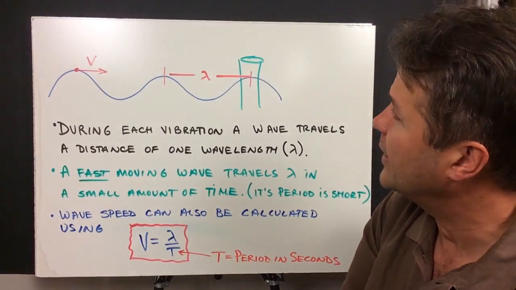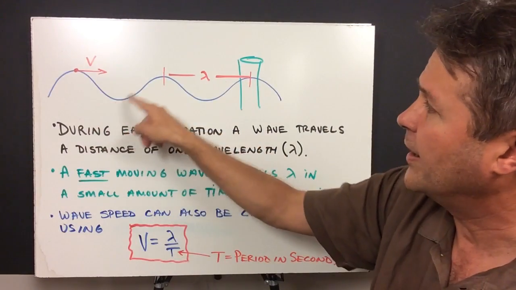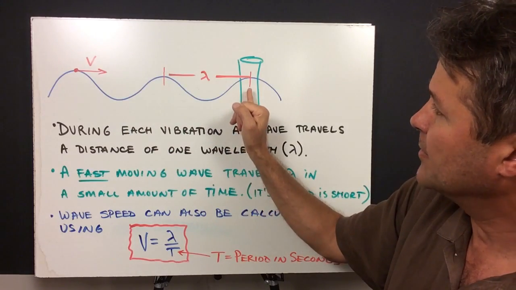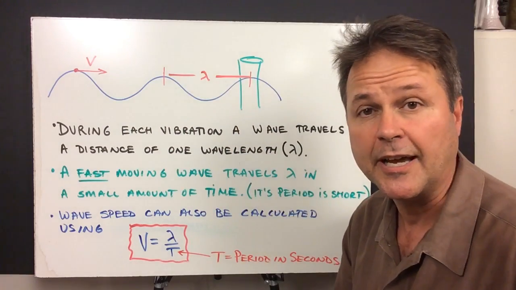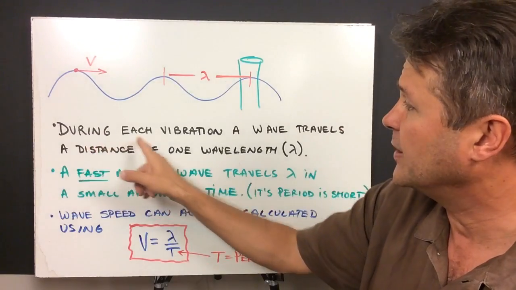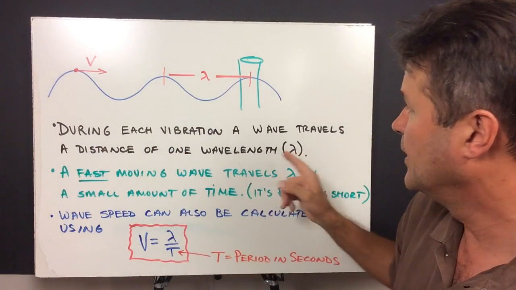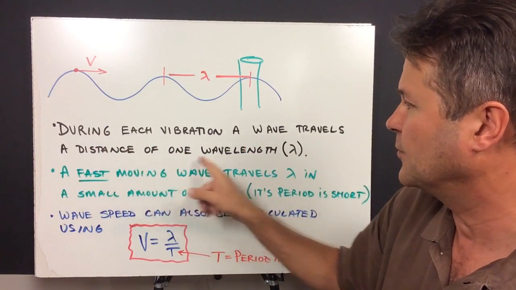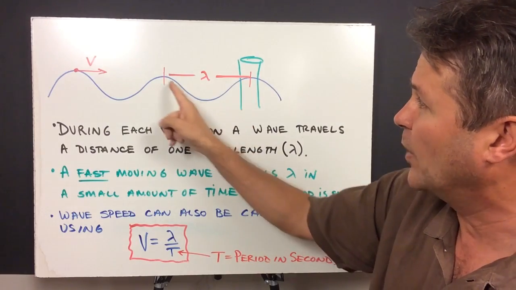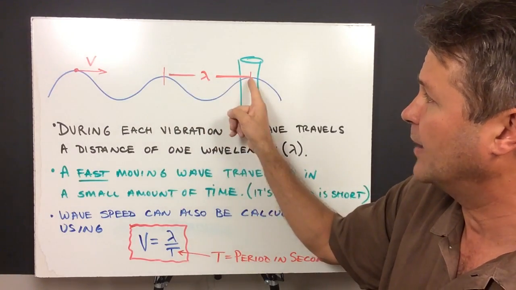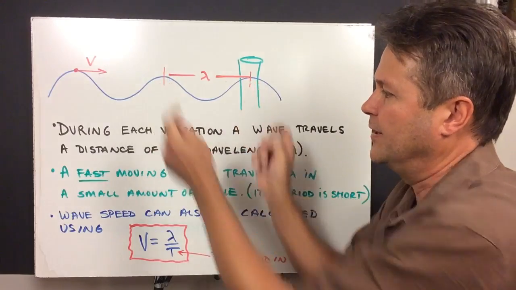Now here I have an illustration of a water wave passing a post which is sticking out of the water. During each vibration, the wave travels a distance of one wavelength, and I have that marked. Wavelength would be measured from crest to crest. So that would be one wavelength.